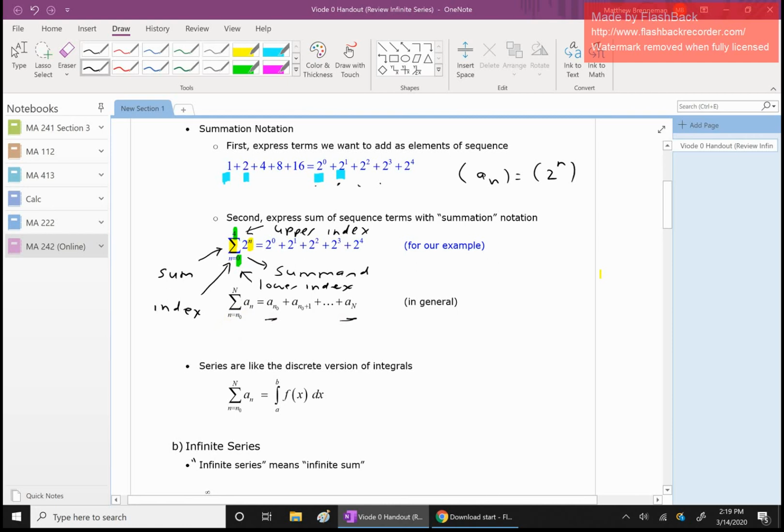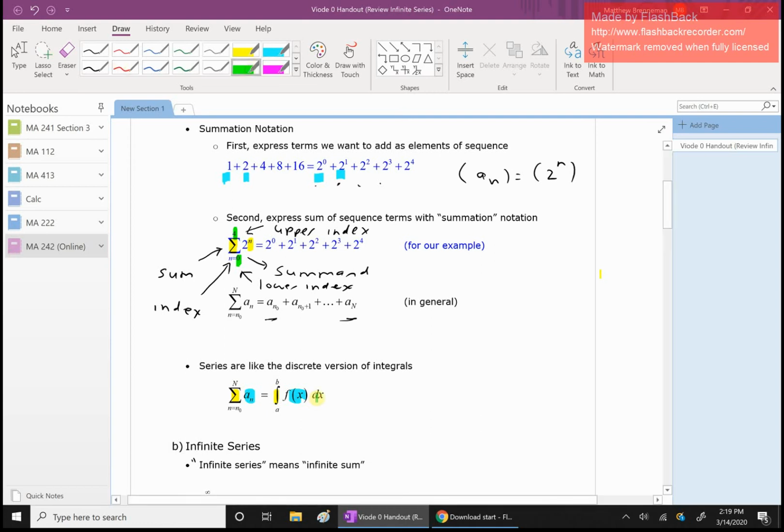It's no coincidence, and we're going to explore this analogy further when we get to the integral test for convergence, that series are kind of like a discrete version of integrals. An integral is kind of like an infinite sum, right? We're summing up the areas of rectangles. So this script s kind of looks like this sigma, and our summand, the thing that we're summing, kind of looks like the integrand, the thing that we're integrating.